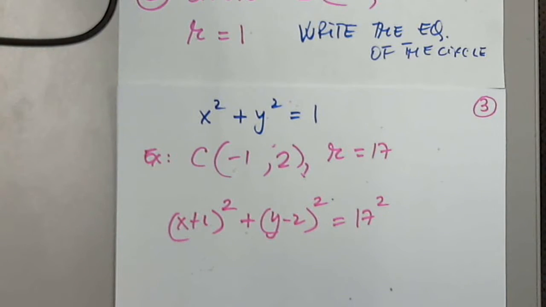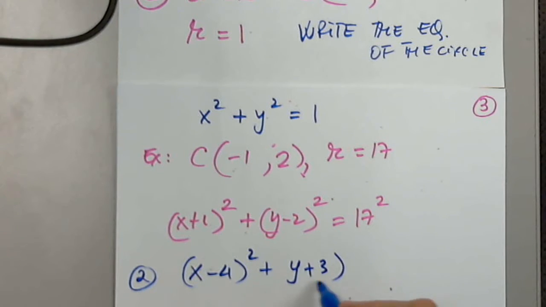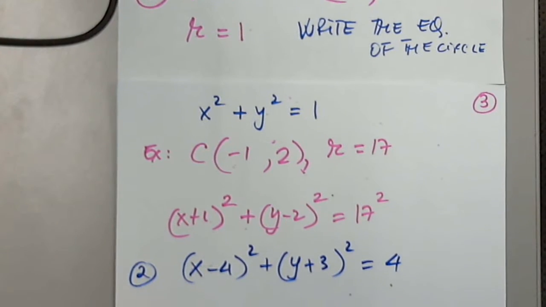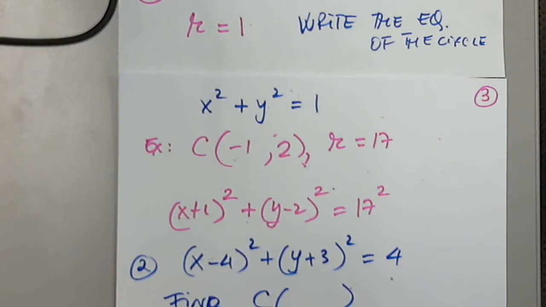Do we understand type 1? We're given the center and the radius and we write the equation of the circle. Okay, type 2. We are given the equation of the circle. Now they're asking us to find the center and the radius and graph it. Other than Tom, can anyone give us the center of this circle?